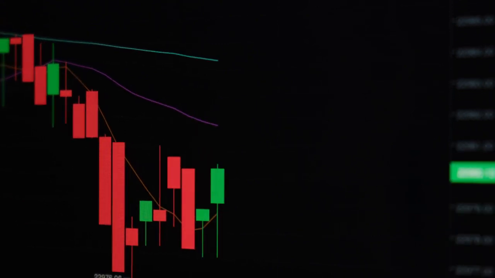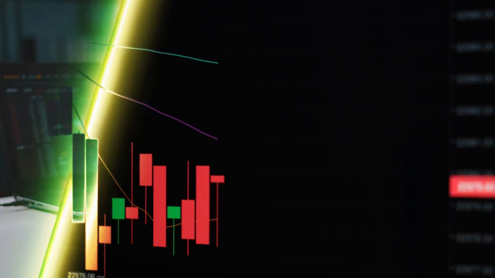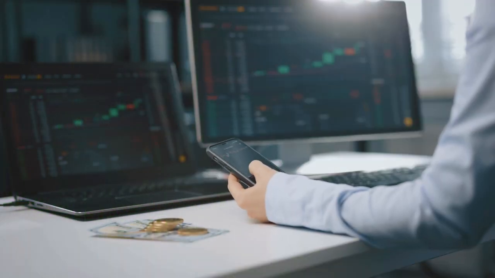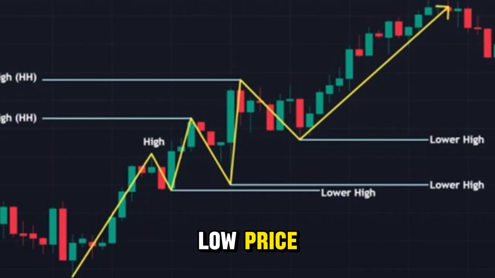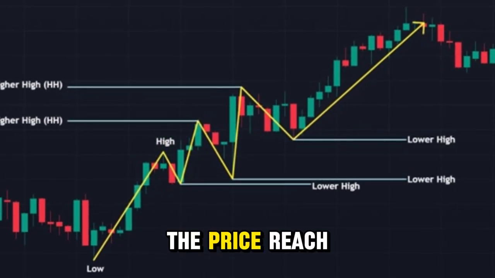Let's break it down. Open price. This is where the price started during that time period. Close price. This is where the price ended at the end of that time period. High price, the highest point the price reached. Low price, the lowest point the price reached.